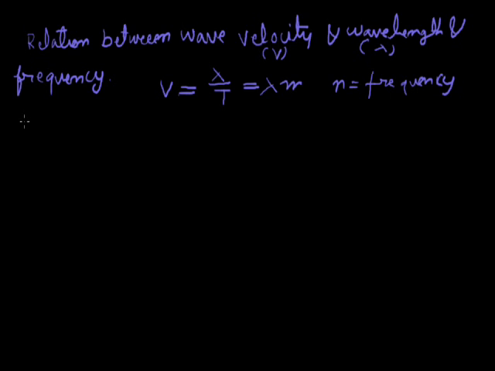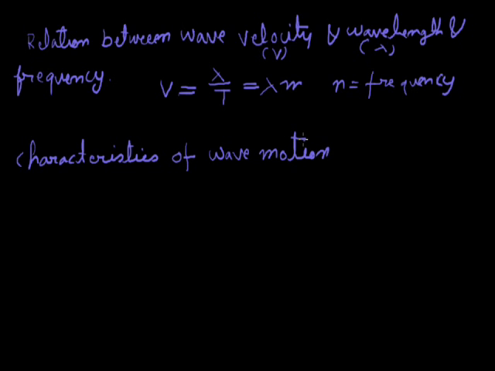Now, characteristics of wave motion. There are many characteristics. Let us see one by one. First, a wave is a disturbance traveling through the medium.